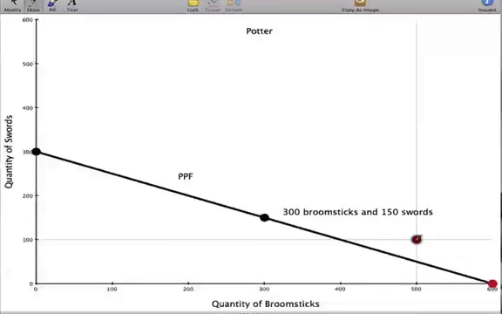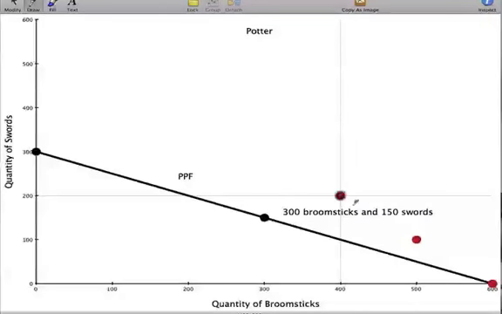Notice that that point is outside the production possibility frontier. Potter could also choose to take 200 of their broomsticks, so they go from 600 to 400. They now only have 400 broomsticks, but for the 200 broomsticks they sell to Rings, they're able to get 200 swords. Notice that this point is also outside the production possibility frontier.